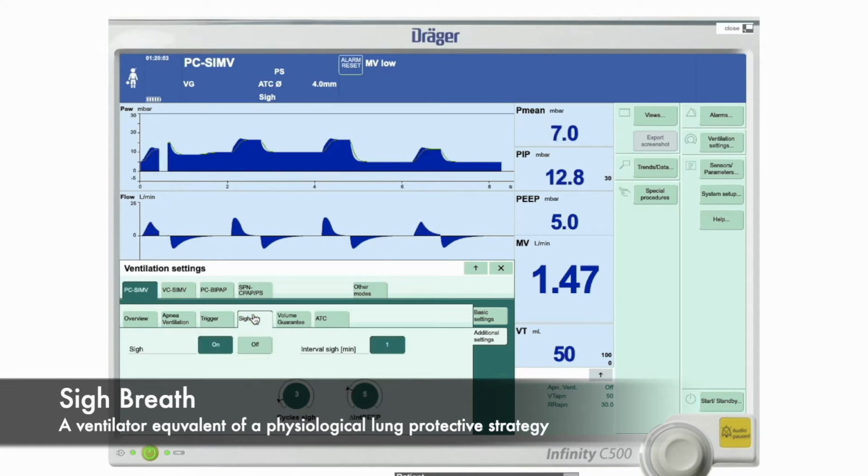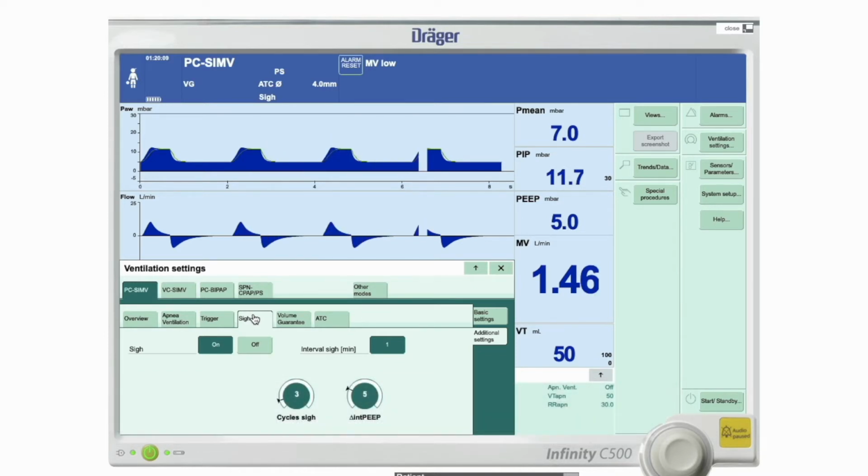Right, what is a sigh breath? A sigh breath is a deliberate increase in tidal volume for one or more breaths at regular intervals. Why would you want to do that? In the 70s, all ventilators had a sigh breath mode, and then they kind of disappeared in the 90s and noughties, but they've made a big return now. Most new vents are including some sort of sigh function.